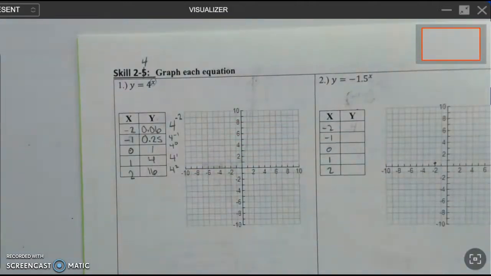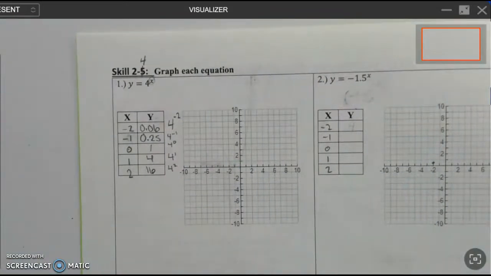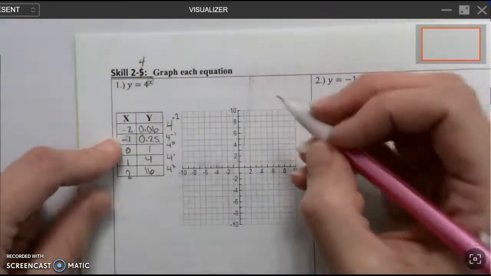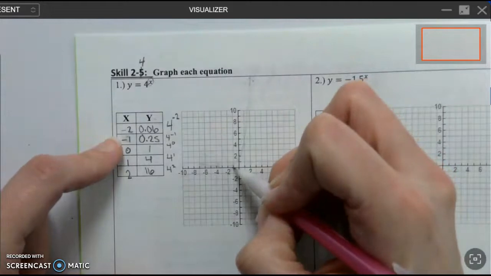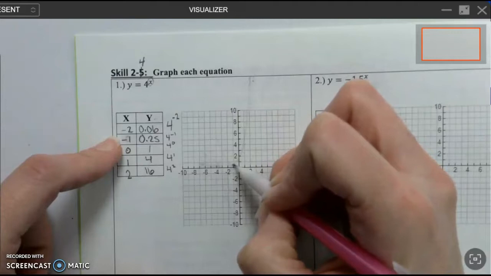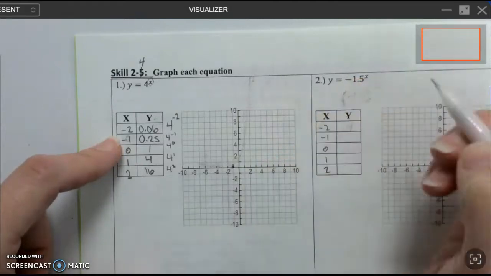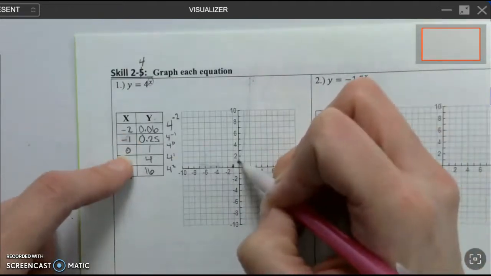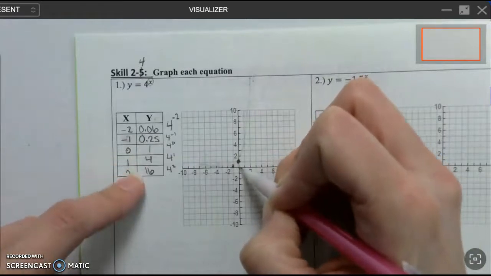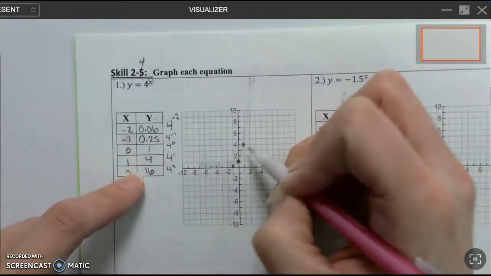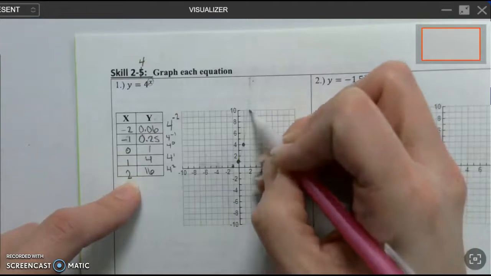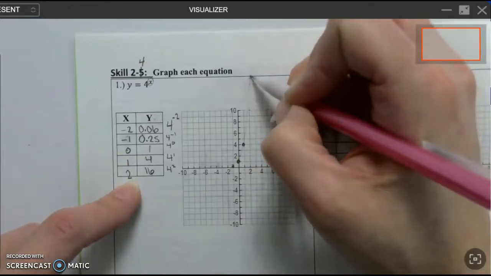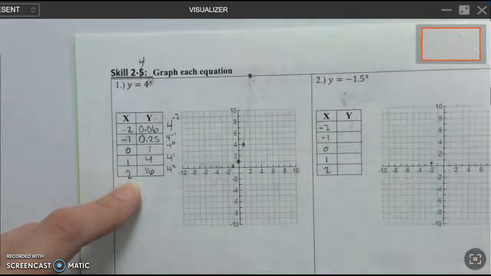Okay, now let's try to put this on the graph. This one's going to be super hard to put on the graph, so let's come down to this one. Negative 1, and then I've got to go up 0.25. Well, halfway is 0.5, so I'm just going to put my dot underneath that. It's going to be really close to that line. 0, I'm going to put a dot at 1. 1, I'm going to put a dot at 4. And 2, here's 10. I don't know, 16 might be up here somewhere.